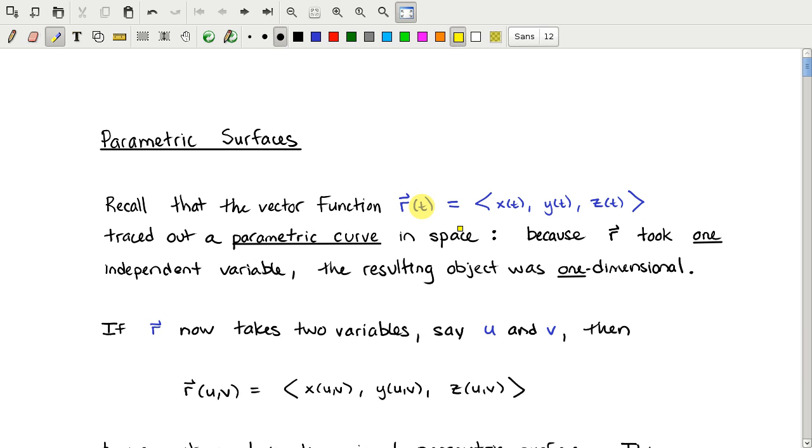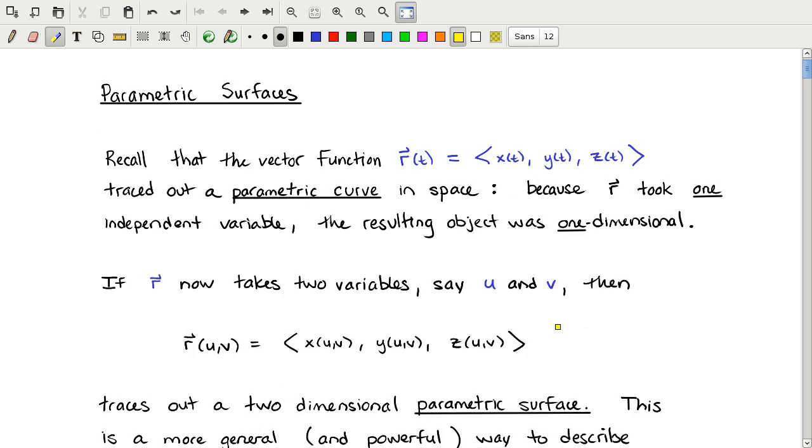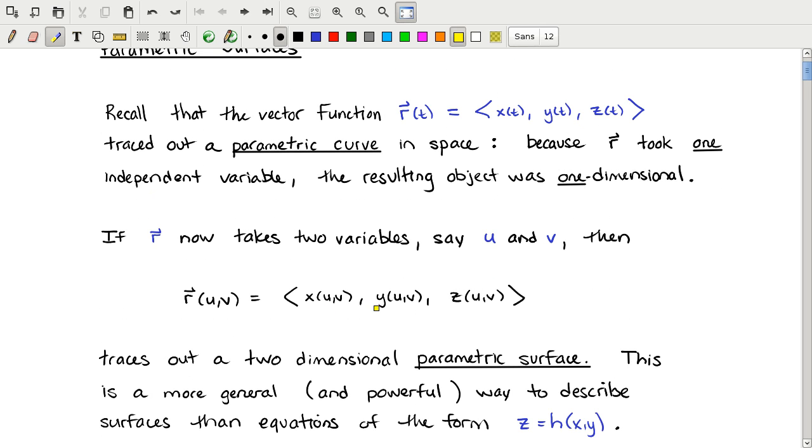The only thing we're going to start by doing now is to say, okay, that's fine. r is a position, and if it depends on one variable, you get a curve. What if it depends on two? So let's name those two variables, those two parameters, u and v. This is the convention in many books. And suppose that r, this position function, now depends on these two variables, u and v. So what that means is that x, y, and z now all take two arguments as well. They depend on u and v. What this traces out is called a parametric surface.